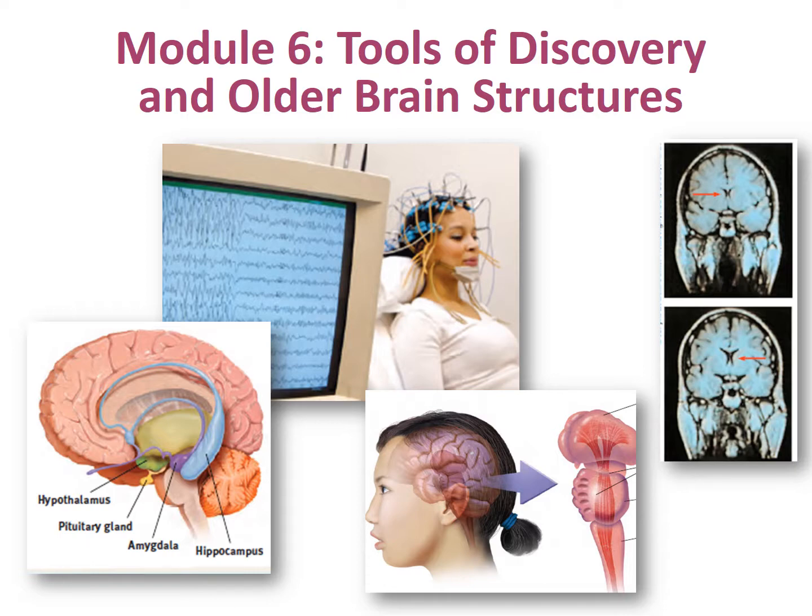Okay, we've moved on to Module 6, which is Tools of Discovery in Older Brain Structures. I'm going to start with the old brain, which is common to humans and their primate ancestors, which includes the fight or flight regions of the brain, the limbic system, and the brainstem. And then in the next module, I'm going to talk about the cortex, the outer covering of the brain, which separates humans from other primates.